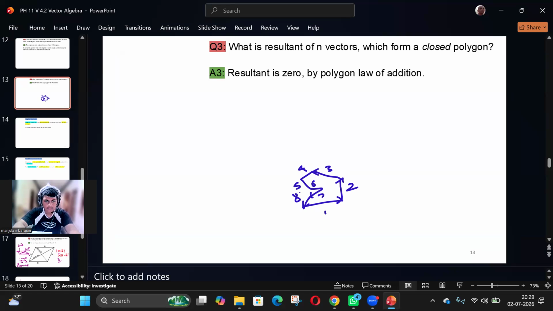Correct? Sum 1 to 7 is some value. But if you take the sum of 8 vectors, 1 to 8, then it will be 0 because it's forming a closed polygon. The initial point and the final point are the same. They're just touching each other. So the vector length is 0. So the result of n vectors which form a closed polygon is 0 by the polygon law of addition. Correct?